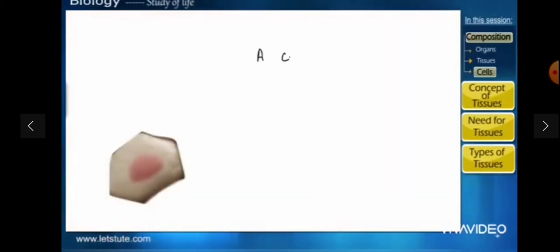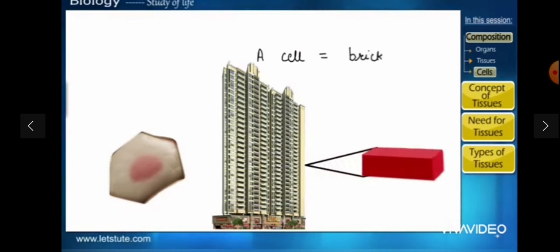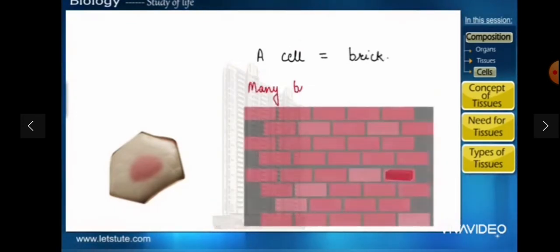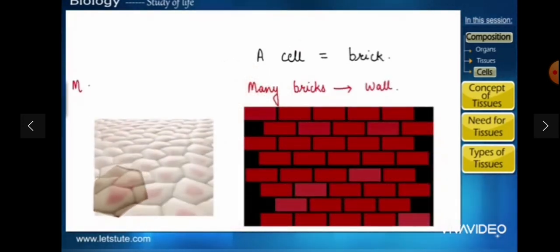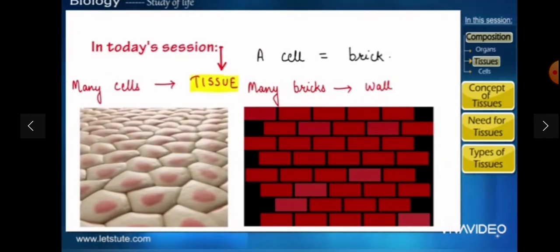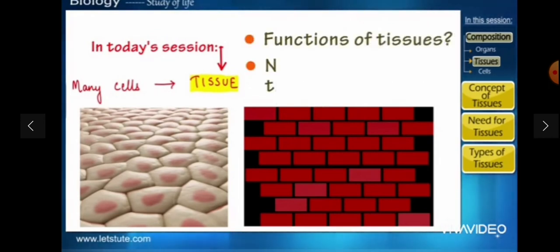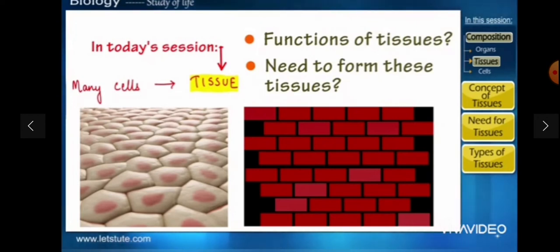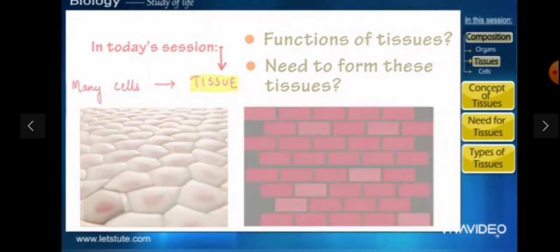It says that a single cell is like a brick in a building, and just as many bricks make up a wall, many cells come together and form a tissue. So in our today's session, we will be discussing these groups of cells, their functions and the need to form these groups. Let's get to know this concept of tissues in detail with an everyday life example.